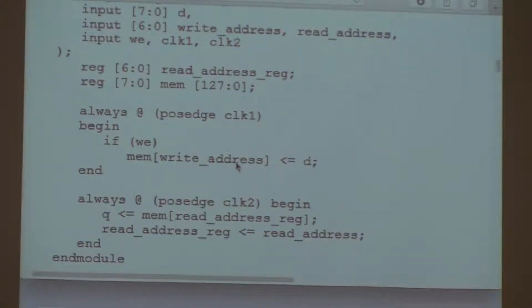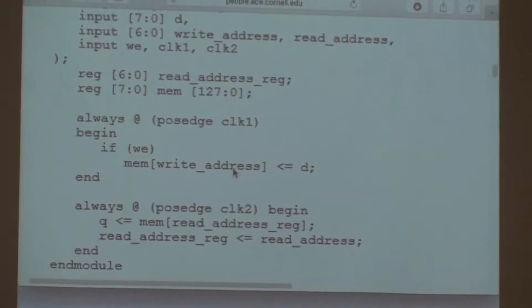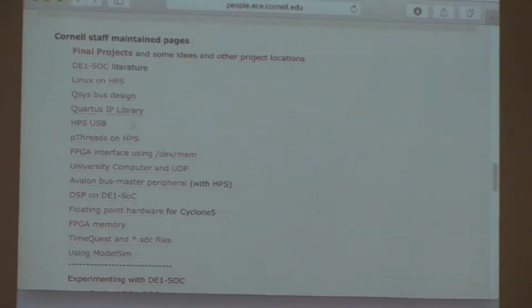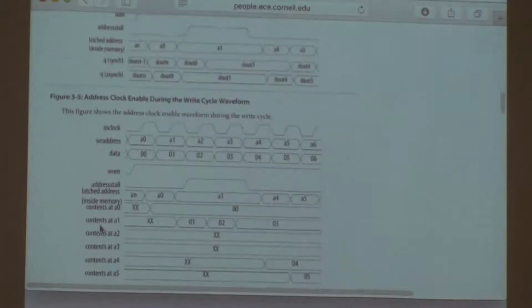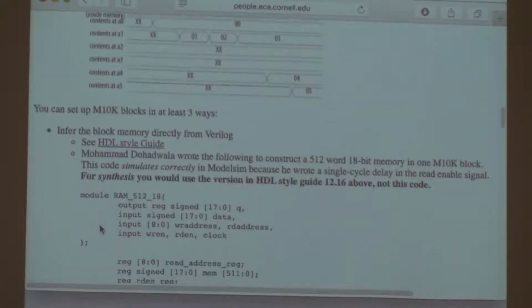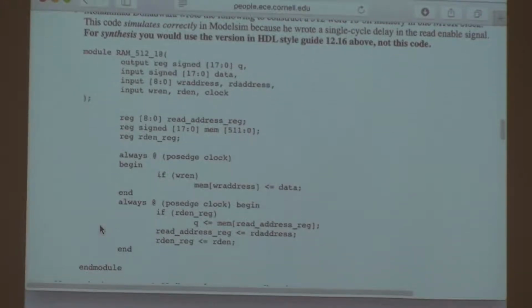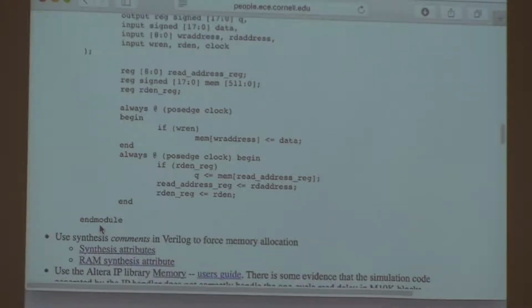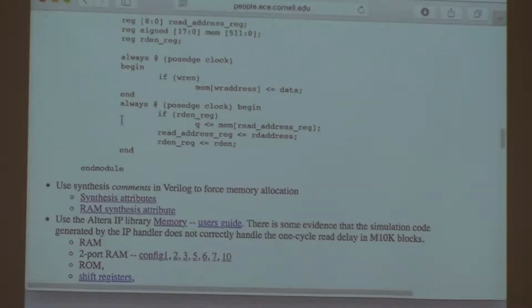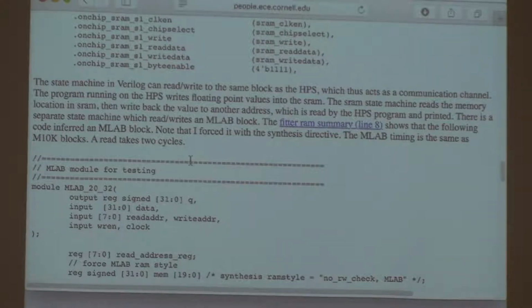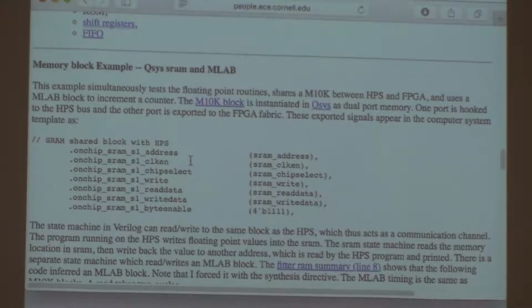This particular version has a split clock, with a read clock and a write clock separately, but you don't have to split the clock. I also included some of Mohammed's code, which talks about how to simulate that same module with the appropriate pipeline so that it simulates correctly. But the fun stuff was to modify Qsys so that one of the ports was attached to the FPGA.